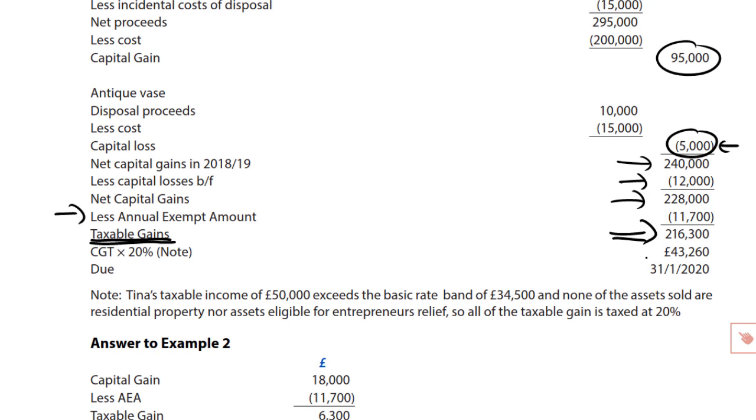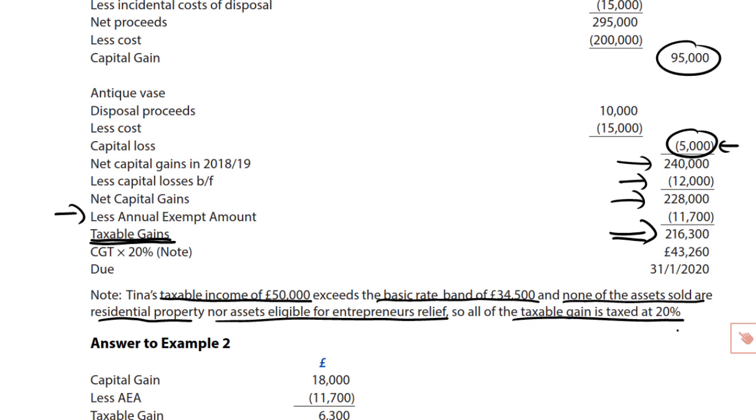Remember, we could put all of these assets together in terms of net gains in one calculation because only one set of tax rates were to apply, 10% and 20%, though here the 10% band is irrelevant, of course, because as we've already said, Tina's taxable income of 50,000 exceeds our basic rate band limit of 34,500. And none of the assets sold are residential property, as we've just stated, nor assets eligible for ER. They would be qualifying business assets, as we'll see in Chapter 14. So all of the taxable gain is taxed at 20%. 20% on 216,300 is hopefully, therefore, our 43,260.